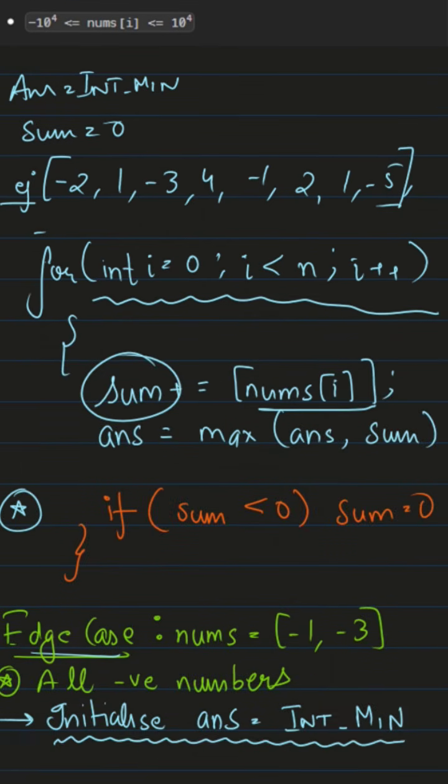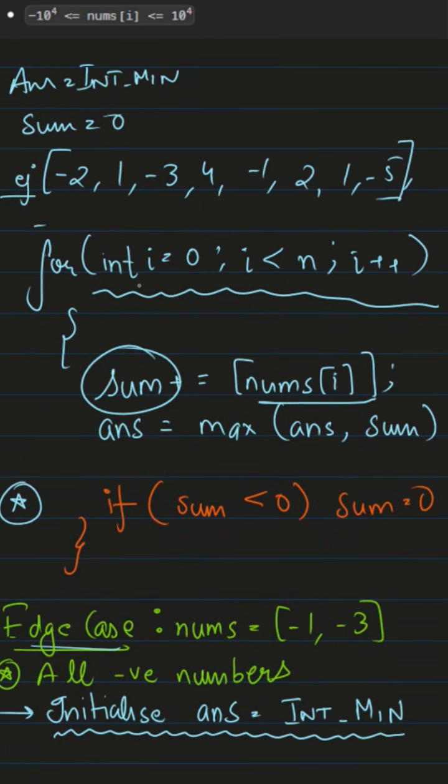To look at the approach of this question, it's very simple. We'll just take a for loop and iterate over all the elements of the nums array and add each of the elements to the sum every single time we iterate over it. As soon as we iterate over it, we'll check answer is equal to maximum of answer comma sum.